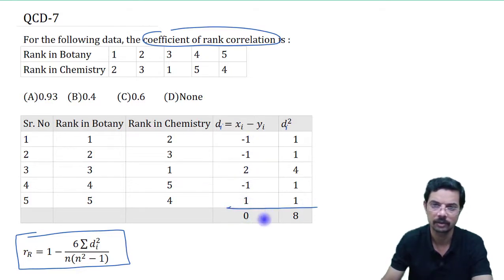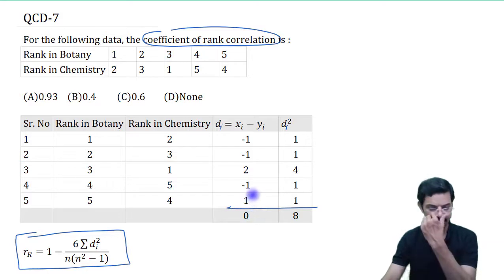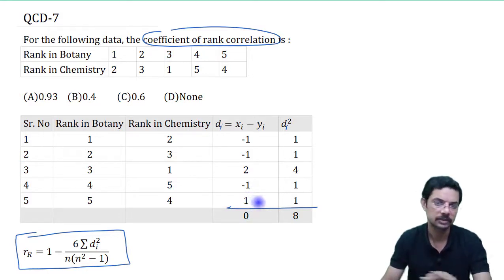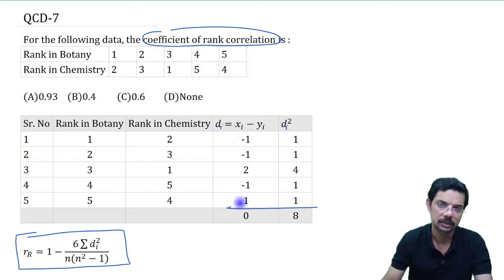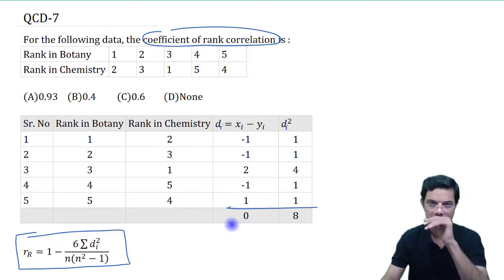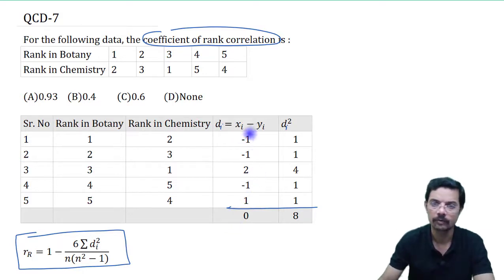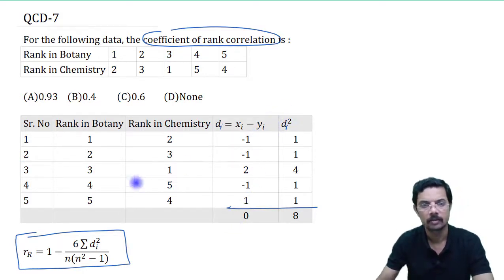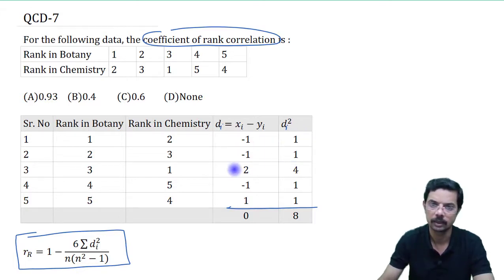As a cross check, you remember from my previous concept videos and practice problems that we always check whether the sum of the differences in the ranks is equal to 0. Sigma di is always equal to 0. Now we prepare the last column, taking the square of these values: the square of minus 1 is 1, square of 2 is 4, square of minus 1 is 1, square of 1 is 1. The sum gives 8. This is sigma di square.